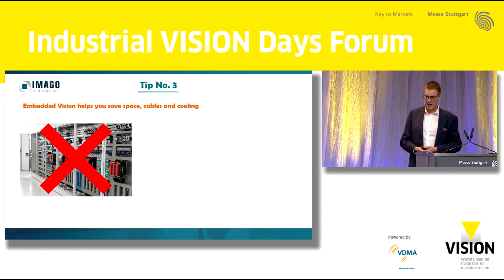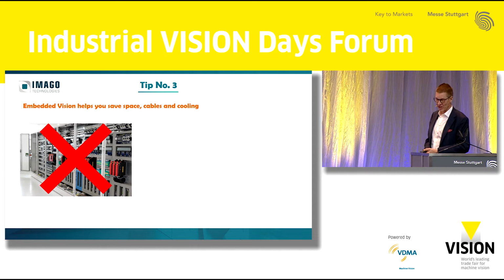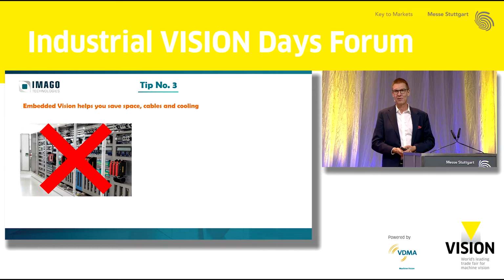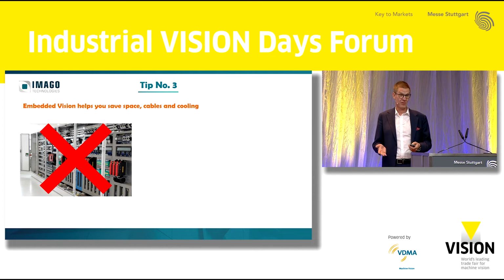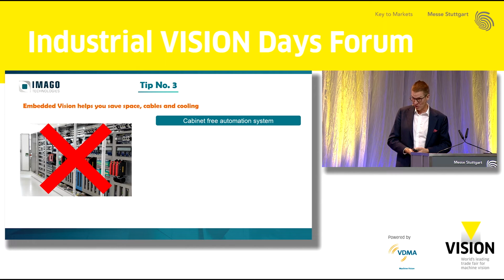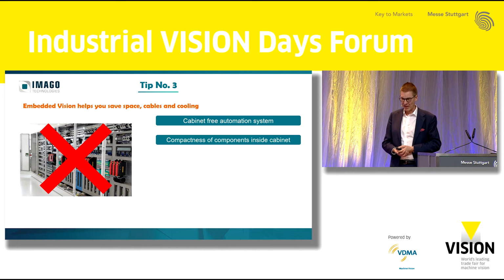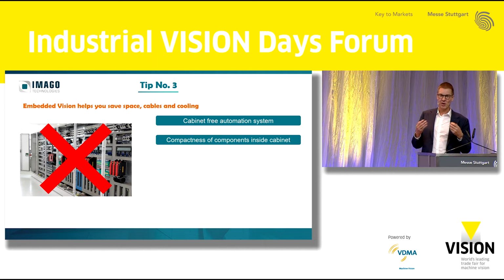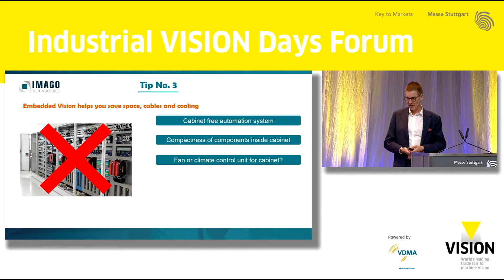With the next tip, we are coming to the situation inside of the cabinet. And today, some machine builders do advertisement and say, my machine does not need a cabinet anymore for all the controls, etc. So a cabinet-free automation system. Often space is a limited factor. Therefore, components need to be very compact. Inside of the cabinet, everyone wants to save space.